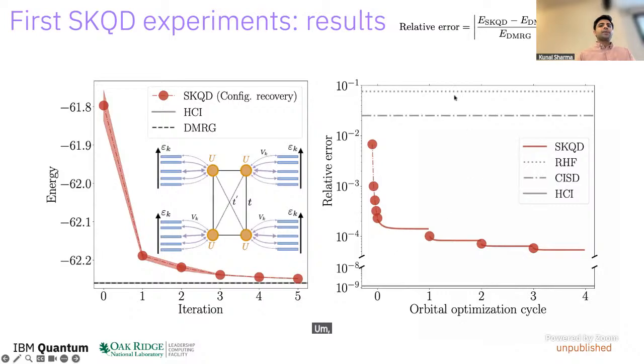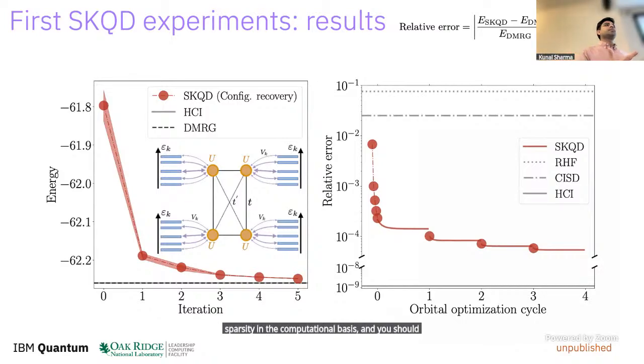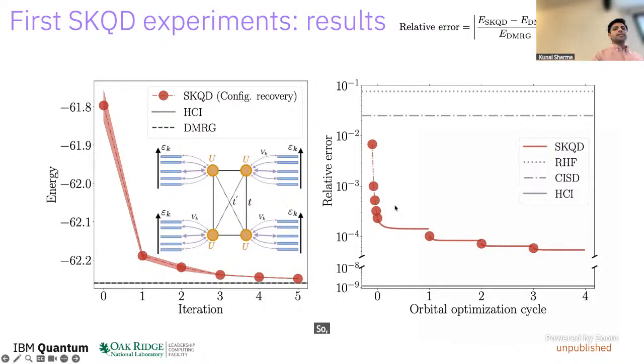The right side of the plot requires more time to explain, but I want to emphasize that so far in my talk, I've been saying sparsity in the computational basis, and you should question that, because why would a ground state be sparse in the computational basis to begin with? We can go beyond those assumptions in the post-processing. On the right-hand side, you see the orbital optimization cycle. Let me define it in simple words.